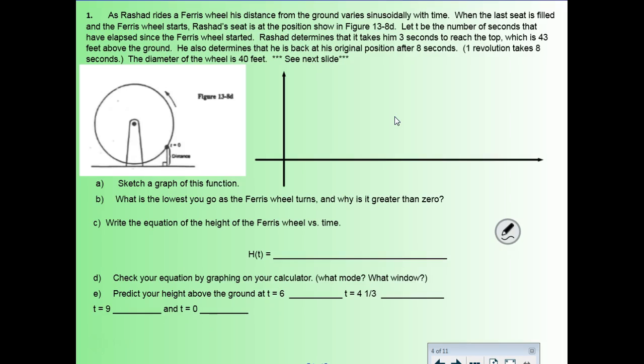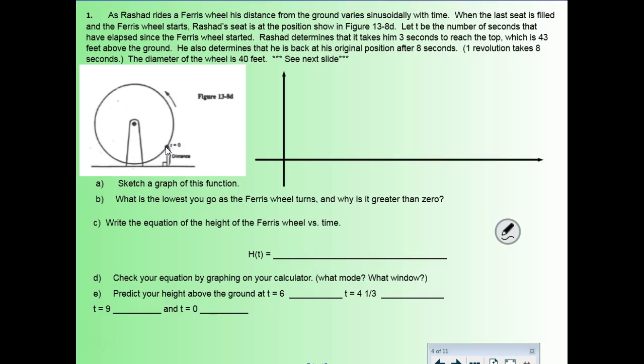So Rashad is riding a Ferris wheel, and his distance from the ground varies sinusoidally, which just means it has this weird wave shape. So when the last seat is filled and the Ferris wheel starts, Rashad's seat is at a random position, like over here. Turns out, I actually don't care about that. I'm not going to start our function where Rashad is right now. I'm going to be clever. Keep reading. Let t be the number of seconds.